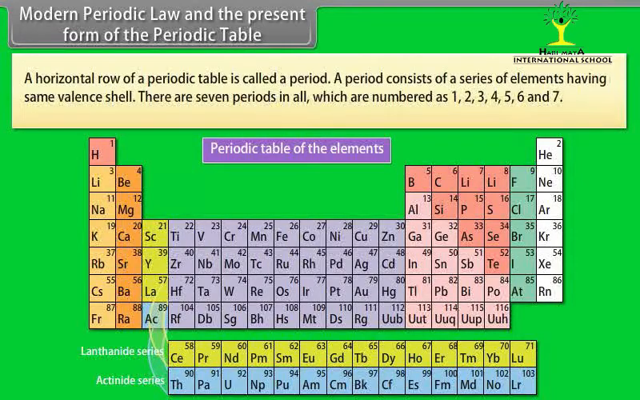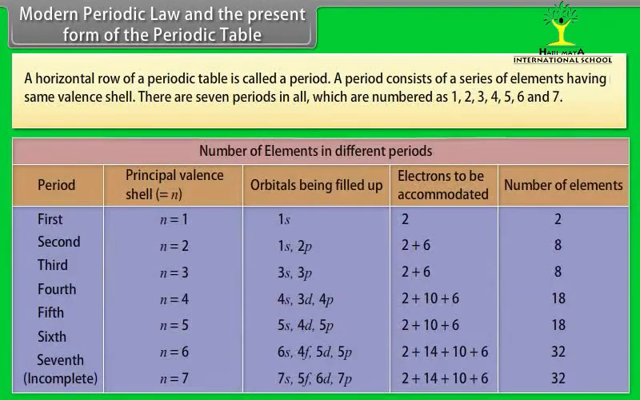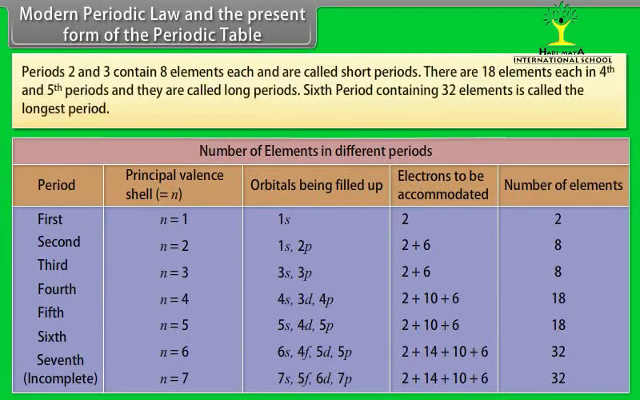A horizontal row of the periodic table is called a period. A period consists of a series of elements having the same valence shell. There are 7 periods in all, which are numbered as 1, 2, 3, 4, 5, 6 and 7. Periods 2 and 3 contain 8 elements each and are called short periods. There are 18 elements each in the 4th and 5th periods, and they are called long periods. The 6th period, containing 32 elements, is called the longest period.